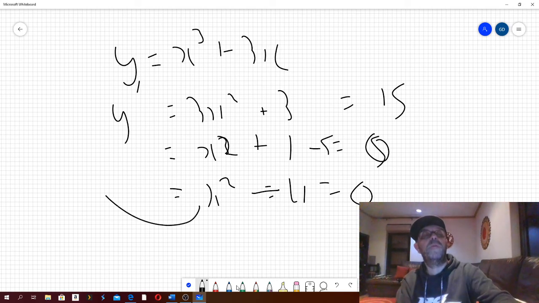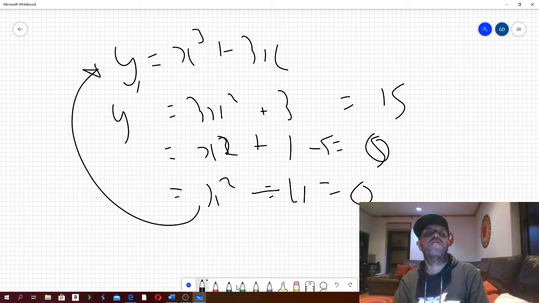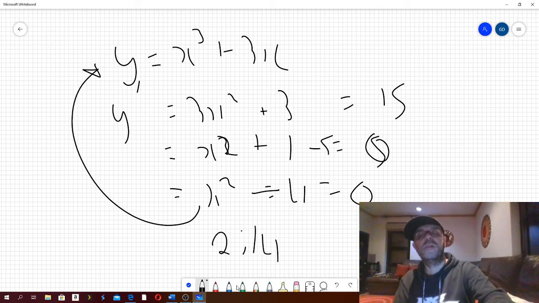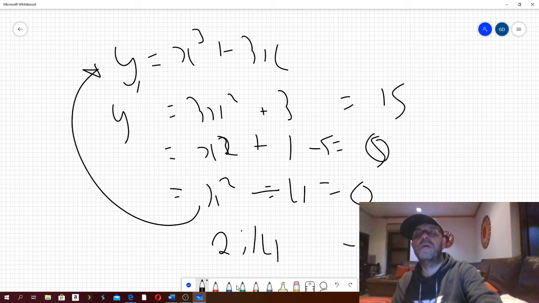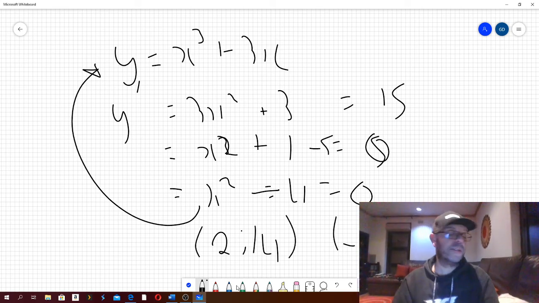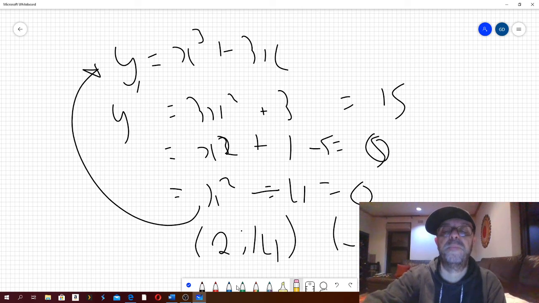And if I put 2 and minus 2 back in here, I get 2 cubed, which is 8, plus 3 times 2, which is 6, and 8 plus 6 is 14. So 2, 14 is one of the points, and if I put in minus 2, I get minus 8 and minus 6, which is minus 14. So minus 2, minus 14 is the other point. There we go, that's number 3.